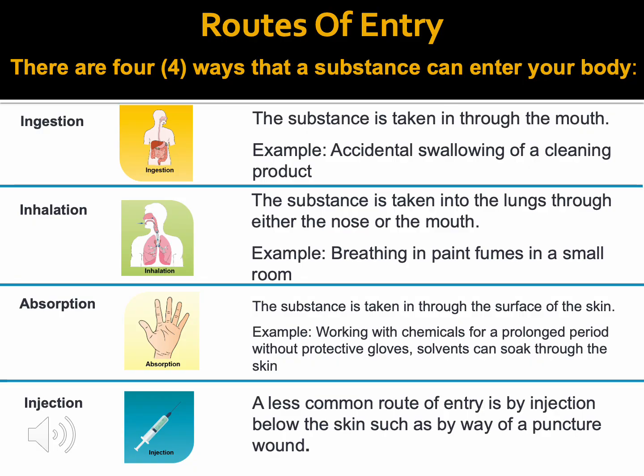Routes of entry. There are 4 ways that a substance can enter your body. Ingestion. The substance is taken in through the mouth. Example, accidental swallowing of a cleaning product. A mask would be the best PPE to mitigate the risk.